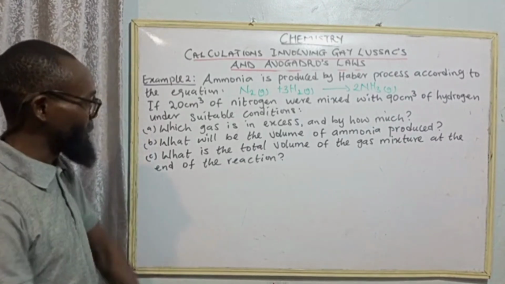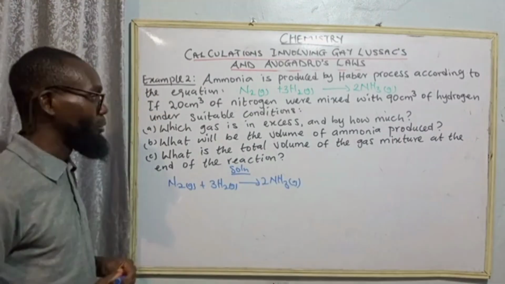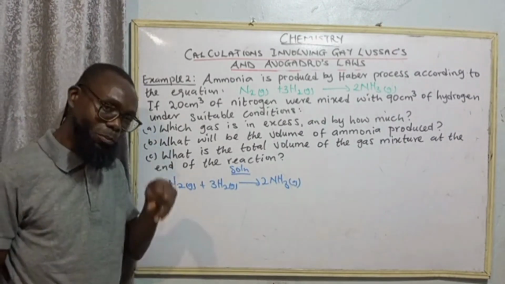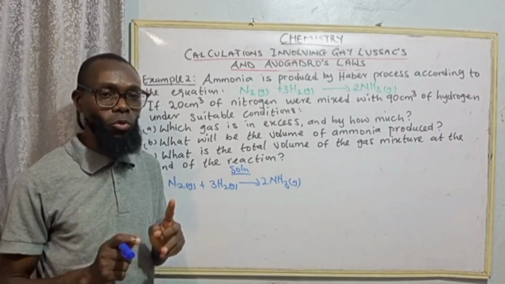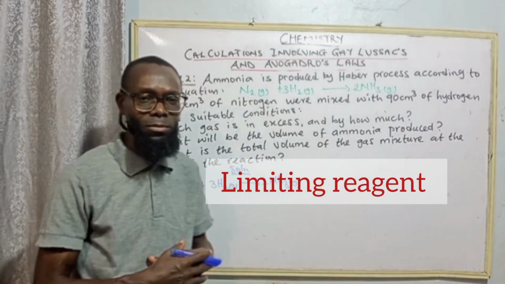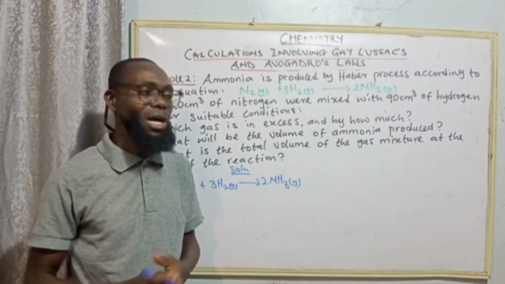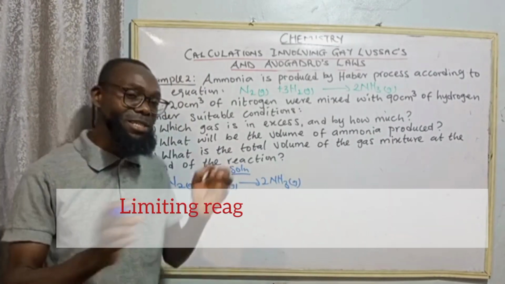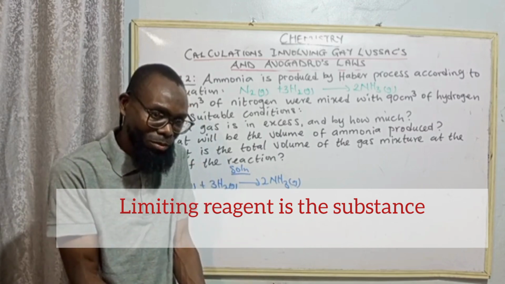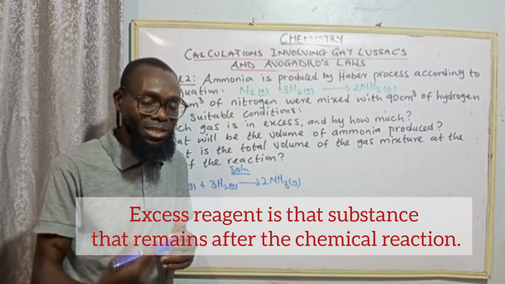Now, looking at this equation, we have nitrogen combining with hydrogen to give ammonia gas. Before we move on properly, we have to understand two things: what we call limiting reagents and excess reagents. The limiting reagent is that reagent or gas that is used up during the chemical reaction, while the excess reagent is the gas that remains after the reaction.